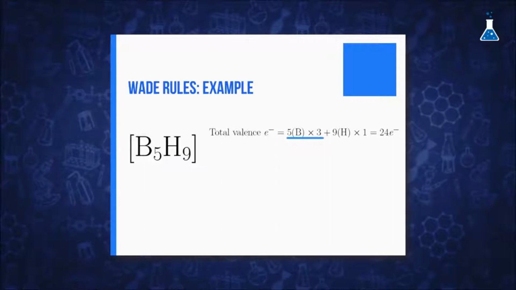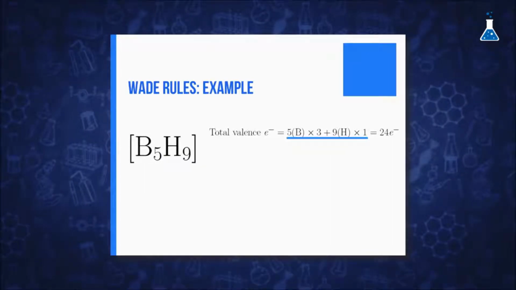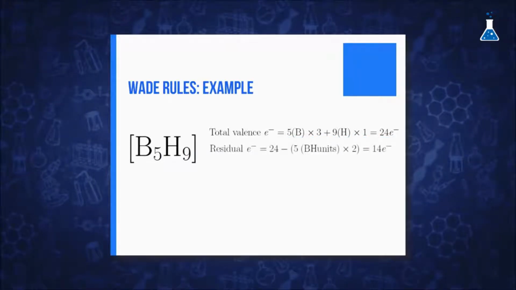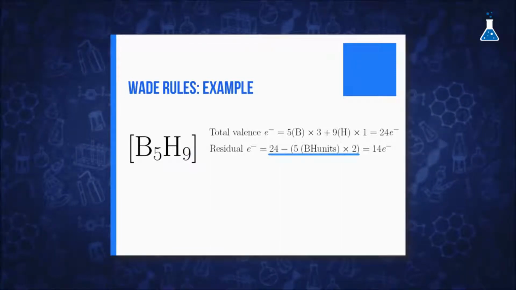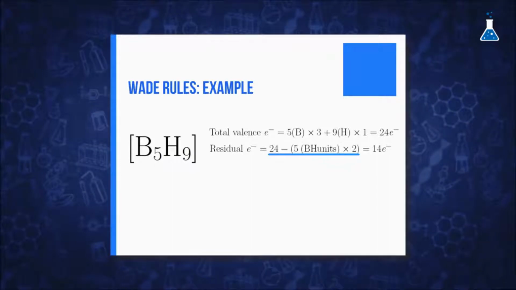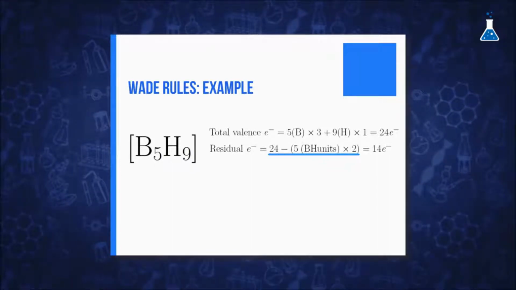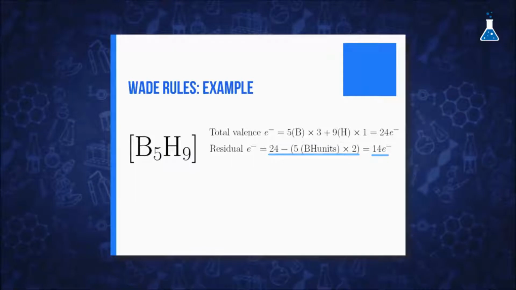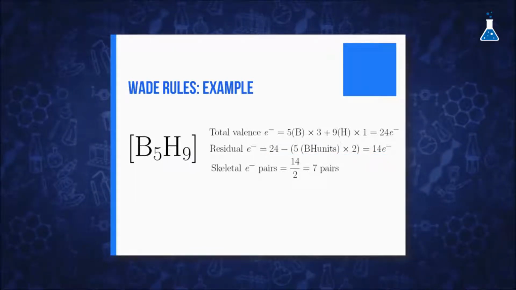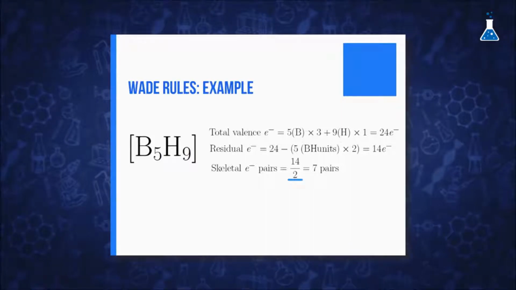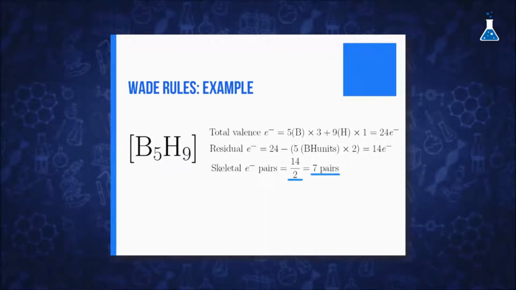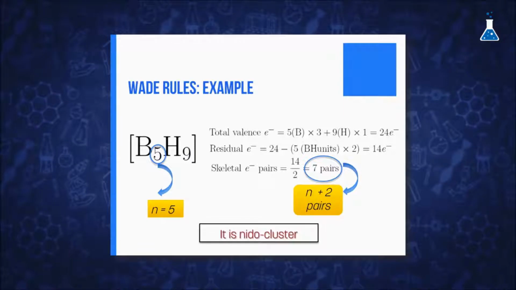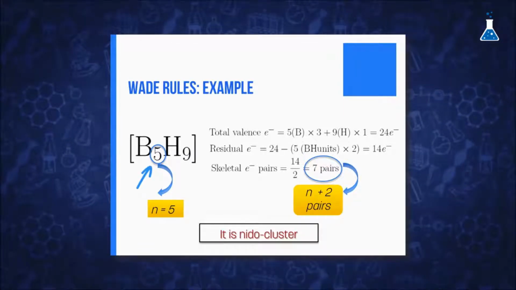Calculation using Wade's rules. Total valence electrons: 5 borons times 3, plus 9 hydrogens times 1, is equal to 24 electrons. For the residual electrons, 5 BH units times 2 equals 10. 24 minus 10 is equal to 14 electrons. For the skeletal electron pairs, 14 divided by 2 is equal to 7 pairs. For the 7 pairs, n is equal to 5. 5 plus 2 is equal to 7 pairs, which means B5H9 is a nido cluster.